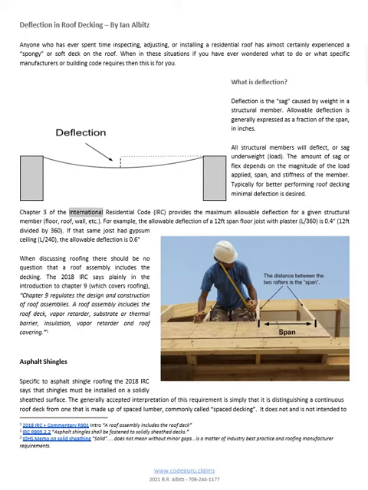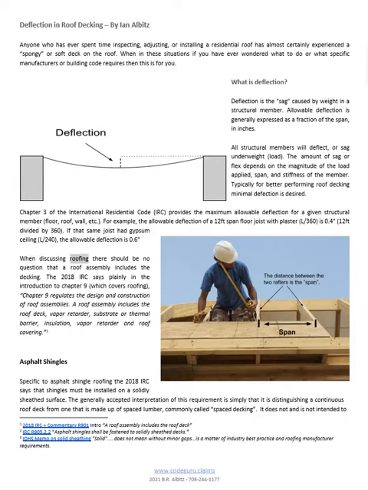Chapter 3 of the International Residential Code, IRC, provides the maximum allowable deflection for a given structural member: floor, roof, wall, etc. For example, the allowable deflection of a 12-foot span floor joist with plaster, L/360, is 0.4 inch, 12 feet divided by 360. If that same joist had a gypsum ceiling, L/240, the allowable deflection is 0.6 inch.